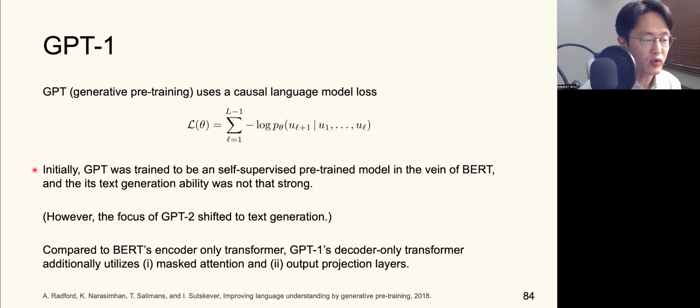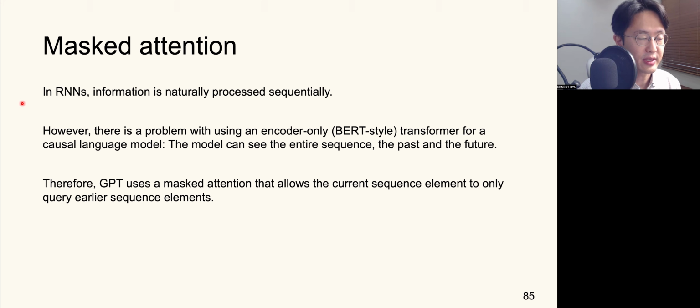And the text generation for the GPT-1 model was actually not that strong. It was only with the subsequent model GPT-2 that the focus shifted to text generation. Compared to BERT's encoder-only transformer, GPT-1's decoder-only transformer additionally utilizes the masked attention mechanism and output projection layers. So let's talk about these additional architectural components. First, we have masked attention.